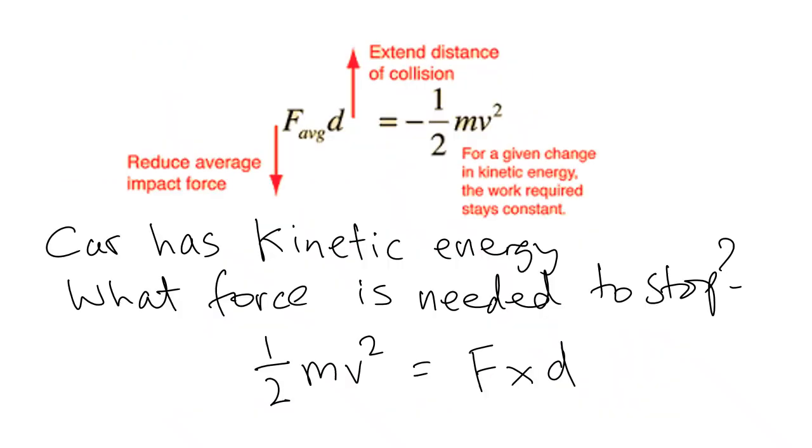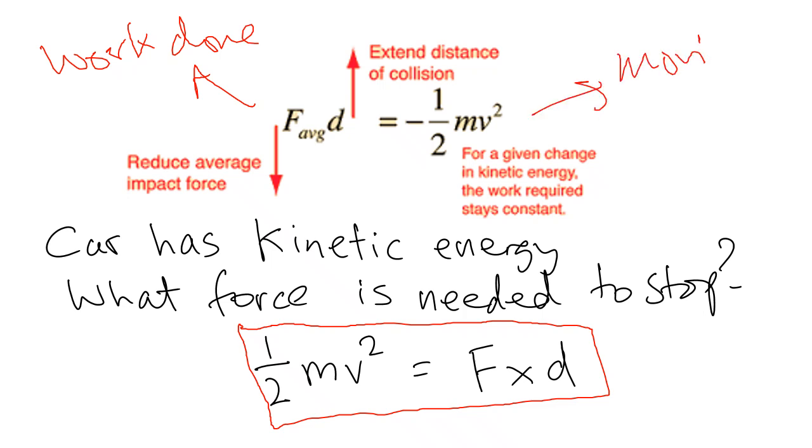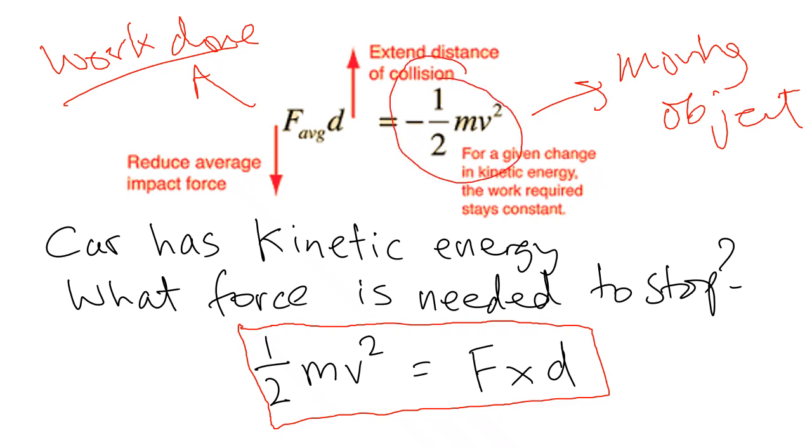Okay, so now let's just say a car has kinetic energy. What force is needed to stop the car? So you would use this equation, half mv squared equals force times distance. Remember that this is the work done, and this is the kinetic energy of a moving object. So what force is needed to stop a car moving with kinetic energy?